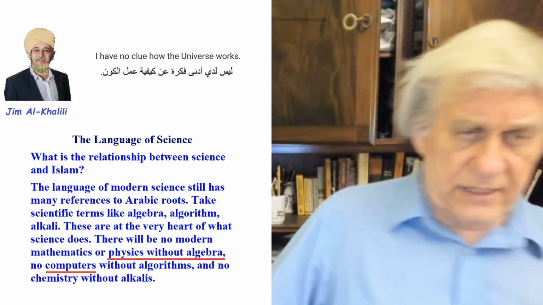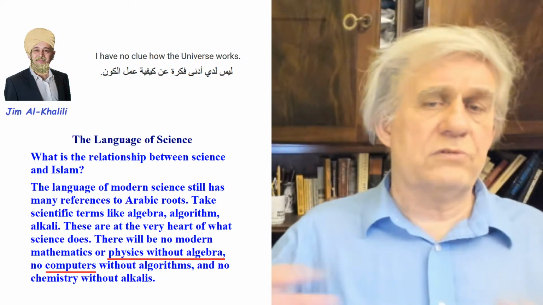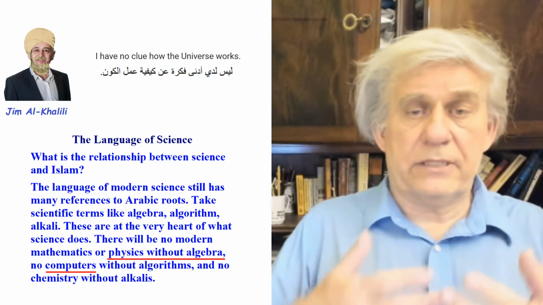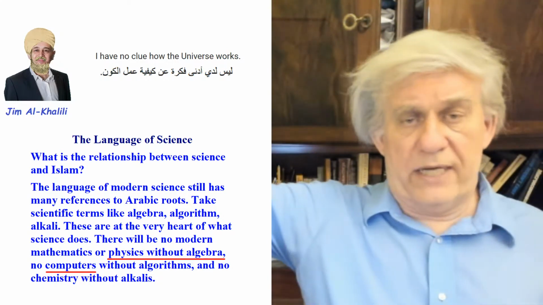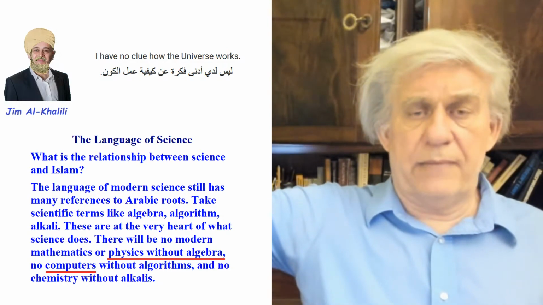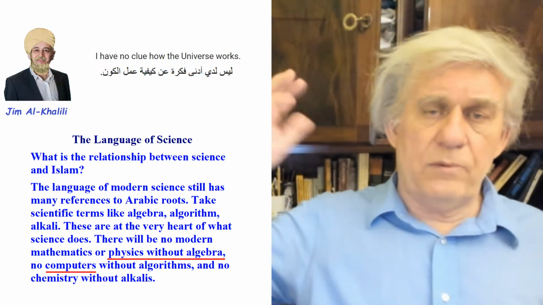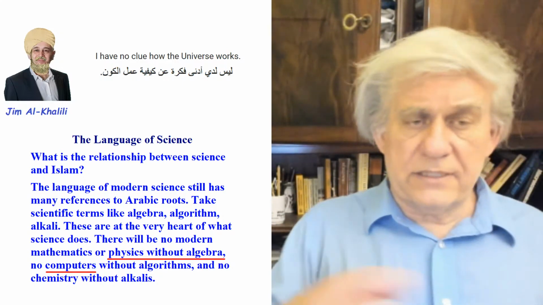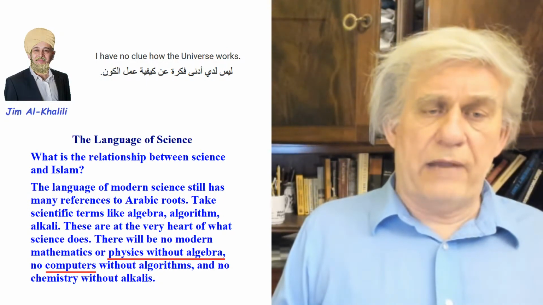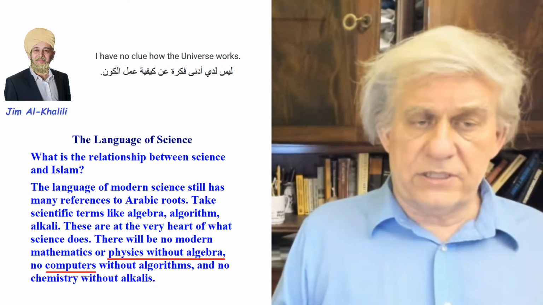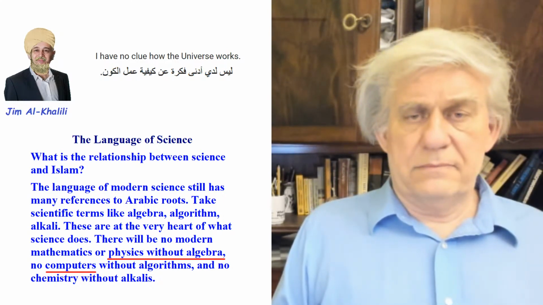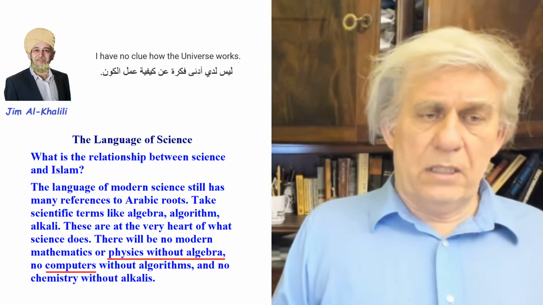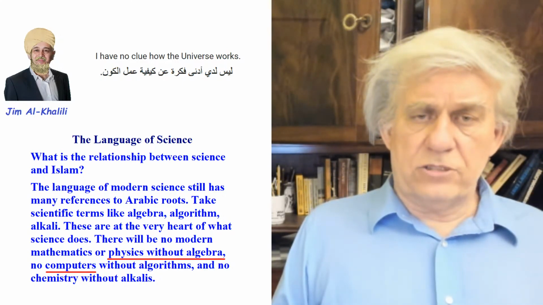Okay. And so he says the language of science, and that the Islamic world tried to make the Arabic language uniform so that the person in Cordoba in Spain, which was an Arab city at the time, right, could have the same meaning as the guy in Baghdad, which was good. I thought that was excellent from the Arabs, right? It says the language of modern science still has many references to Arabic roots, okay? Take scientific terms such as algebra, algorithm, alkali. I don't know, are those words of science? These are the very heart of what science does, is it?